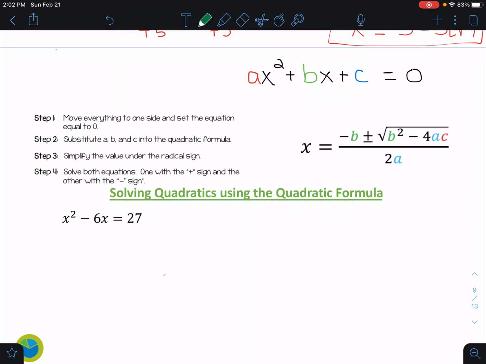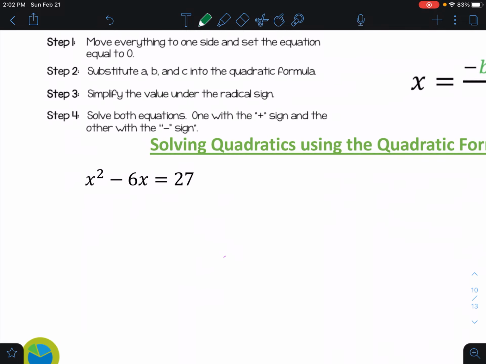So let's do this. Now here, the nice thing about the quadratic formula is if you're not sure what method to use, it always works. The quadratic formula always works. There are obviously faster ones for certain things, but this one will always work. Okay, so I'm going to set this equal to 0, so that means I need to subtract 27 from both sides. Okay, that is not a great 0, so there we go.